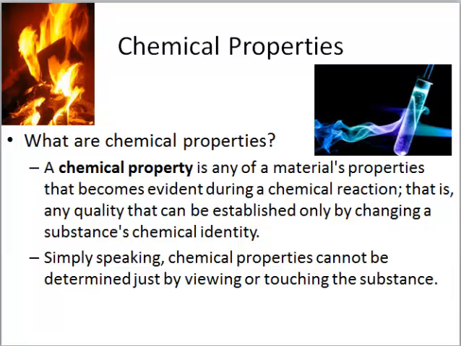So let's go ahead and go into chemical properties. So what are chemical properties? A chemical property is any of a material's properties that become evident during a chemical reaction. That is, any quality that can be established only by changing a substance's chemical identity. So we're looking at kind of like the molecular level, we're changing what that substance is. So simply speaking, chemical properties cannot be determined just by viewing or touching the substance. So we have to look a little bit more into it.